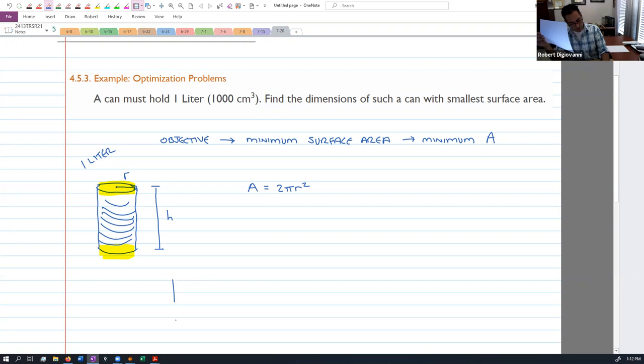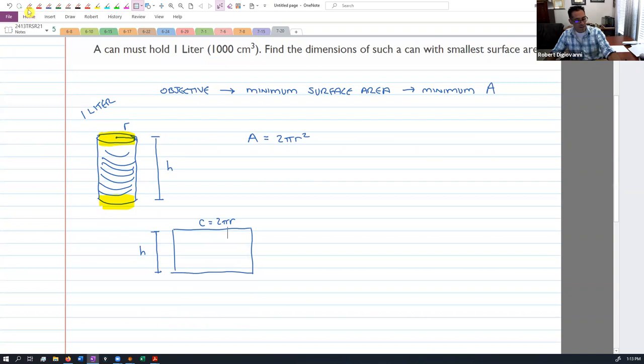If we look at that rectangle, we know that this side is h, the height of the can. But how long is it? It's the circumference. When we cut the circle open, the circumference is actually this length up here. And we should know that the circumference of a circle is 2 pi r, which means the area of this should be 2 pi r times h.